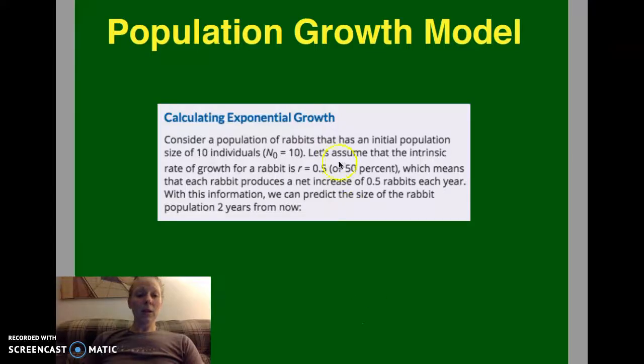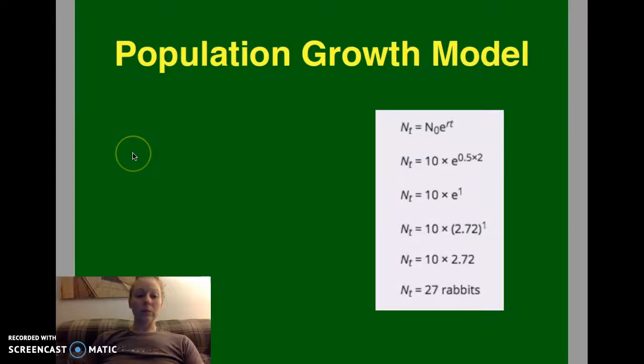Consider a population of rabbits with an initial population size of 10, so that's our N naught, or N original, our number of reproducing individuals. Let's assume that the intrinsic rate of growth for rabbits is r equals 0.5, or 50%, which means that each rabbit produces a net increase of 0.5 rabbits per year. With this information, we can predict the size of the rabbit population 2 years from now.